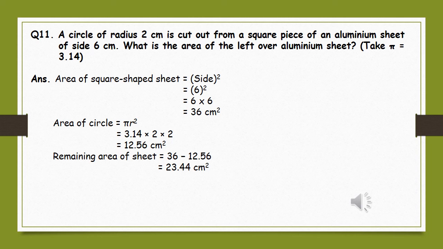Note it down. Then we are finding the area of the circle by the formula pi r square, that is equal to 3.14 into 2 into 2, that is equal to 12.56 centimeter square. So remaining area of the sheet will be 36 minus 12.56, that is 23.44 centimeter square.